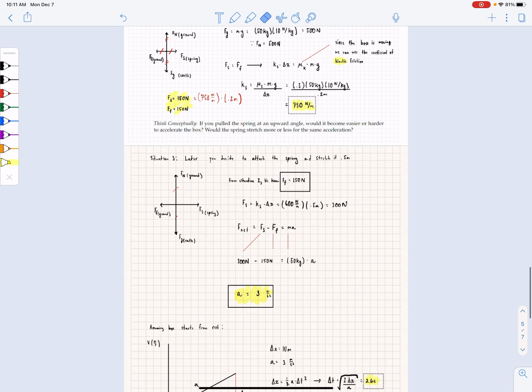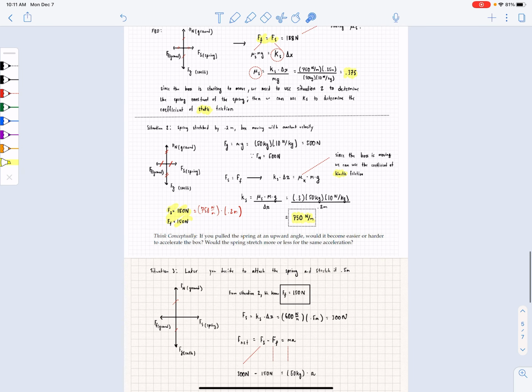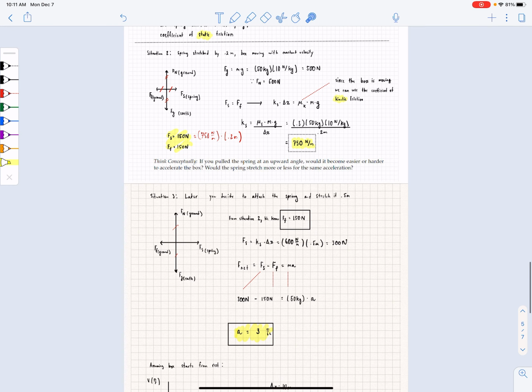So finally, because we know that the coefficient of static friction is 0.375, we can now calculate, because we know that the spring constant is 750 newtons per meter, we know how much the spring is compressed, we know that the spring would have to exert a force of 188 newtons. So we got that there using this same type of argument, except we use 0.25.